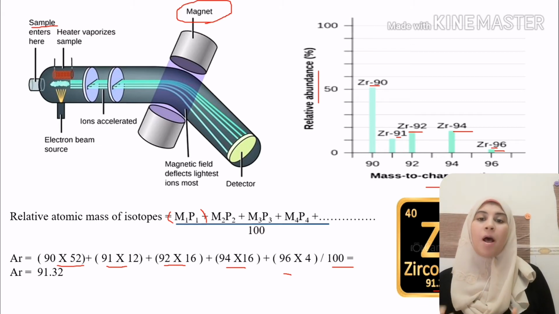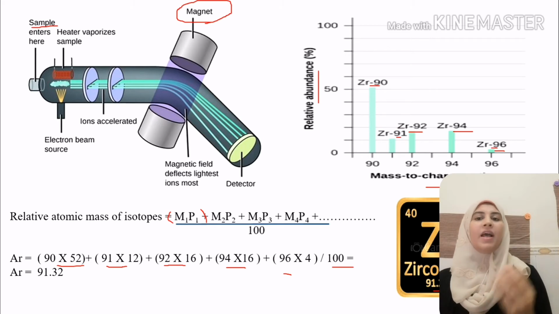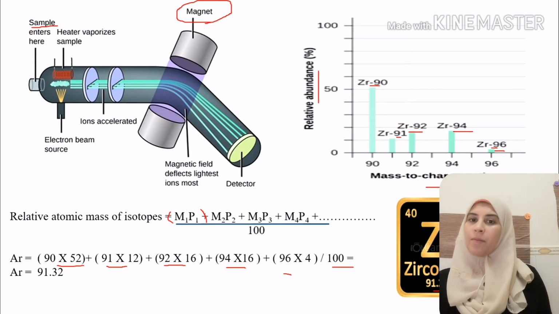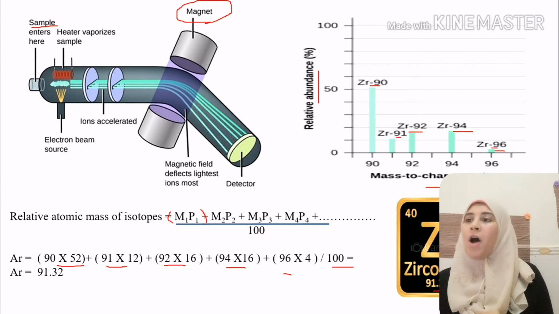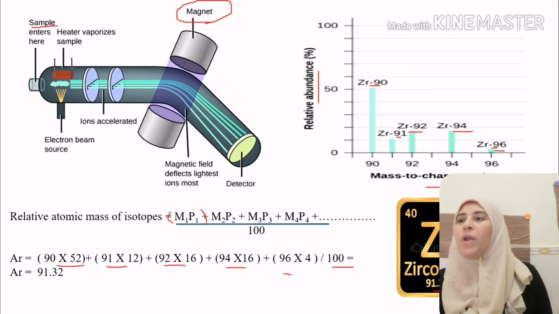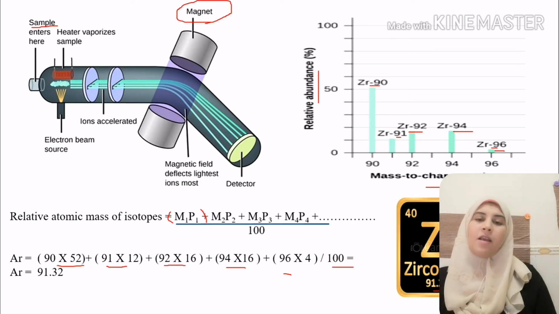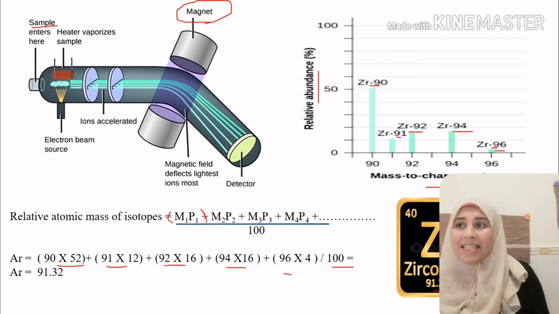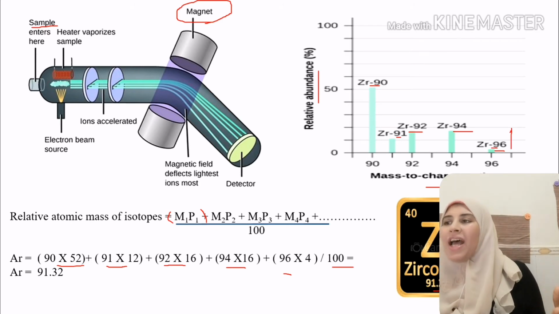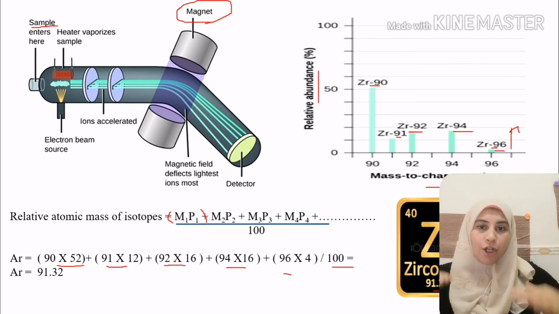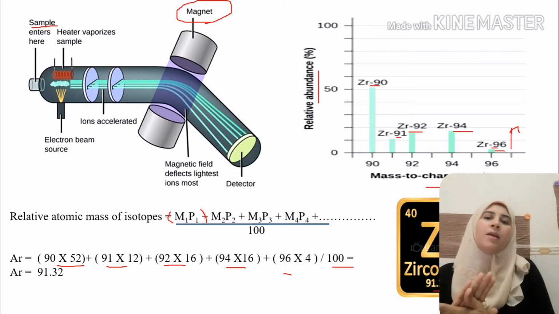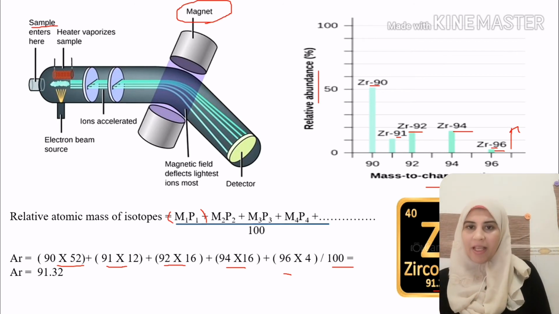So we have some questions related to calculating the relative atomic mass of isotopes. How can we calculate the relative atomic mass of isotopes? Take care, the calculated relative atomic mass must be between the following values. It can't ever be less than 90 or more than 96. It is impossible to find it less than 90 or more than 96. Impossible. So cancel it. Okay?